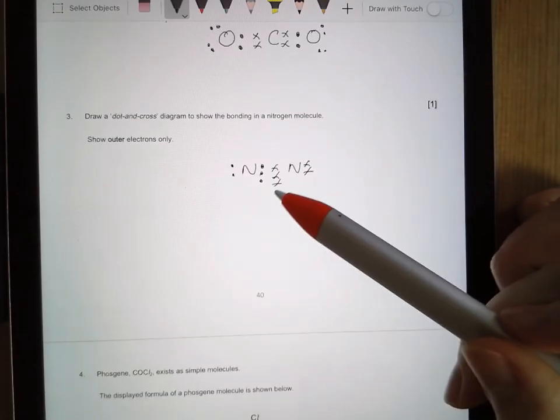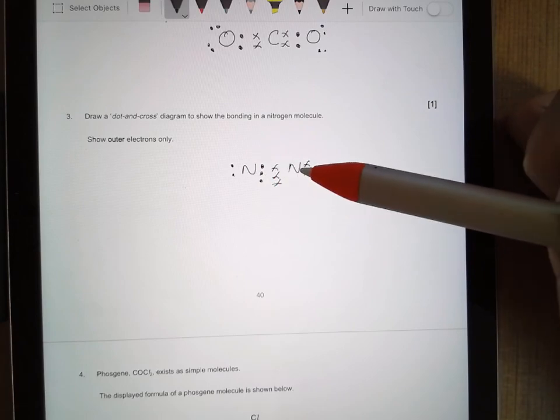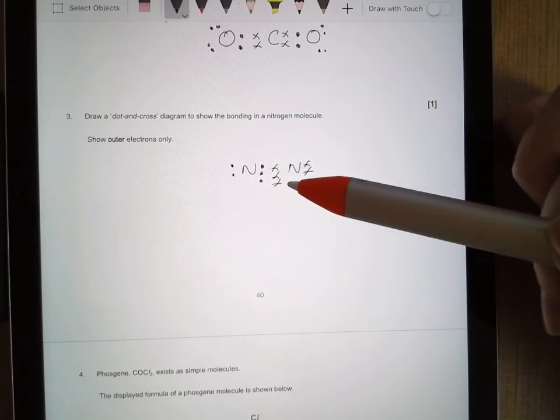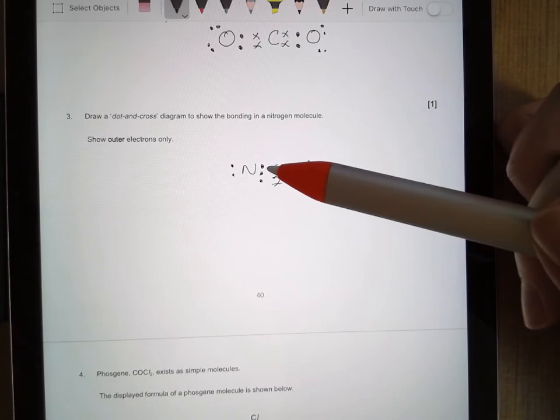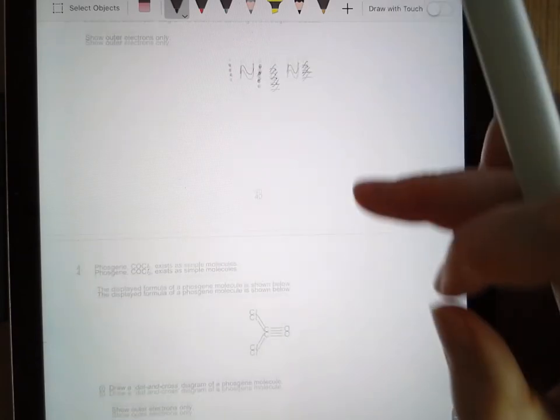When I'm showing nitrogen, okay, nitrogen's in group 5, it wants to form 3 bonds. It's only got 1 other atom, another nitrogen atom to bond with, so it must form those 3 bonds between the 2 atoms. So you've got a triple bond between the 2 nitrogen atoms, 5 electrons in total for nitrogen, so I've got 5 dots and I've got 5 crosses.